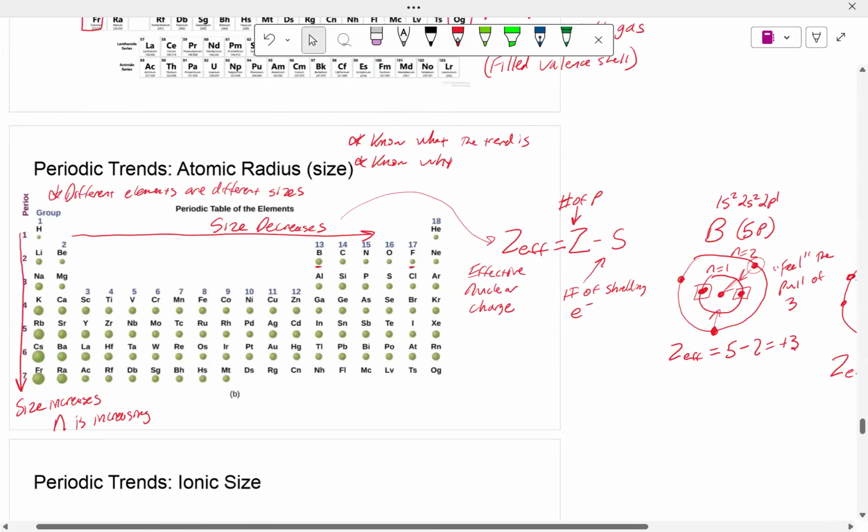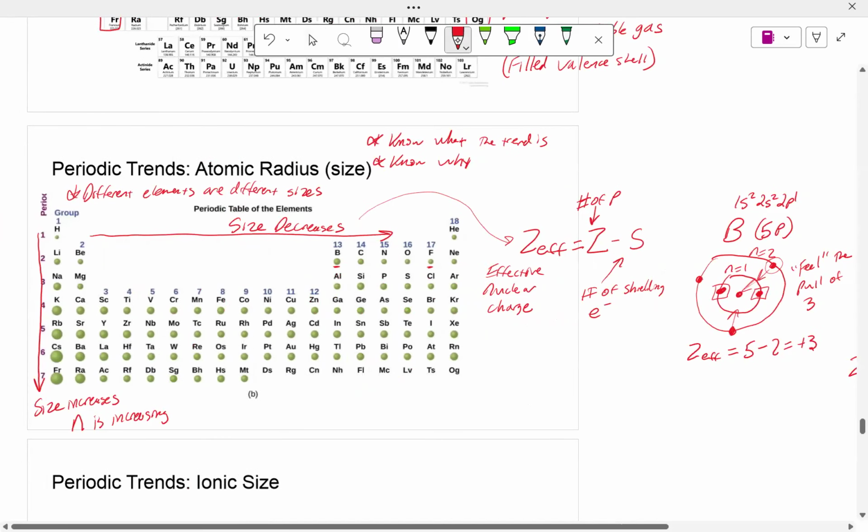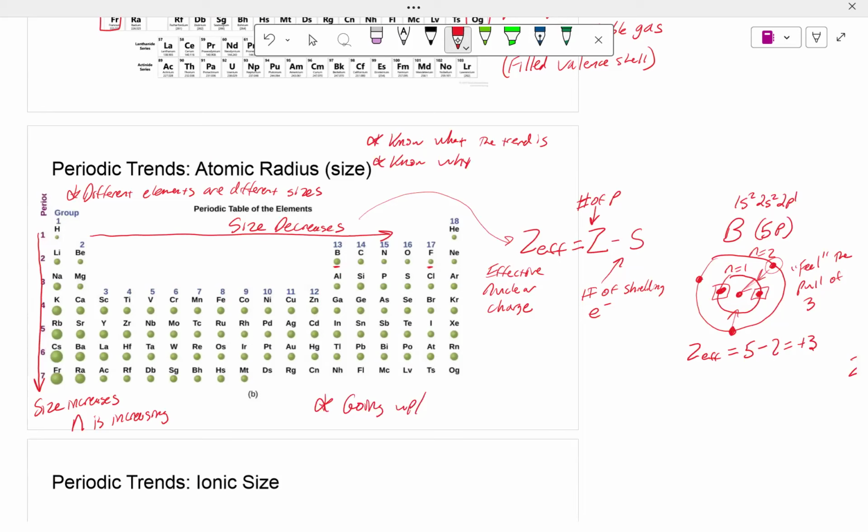And then just to compare the two trends, going up or down has a larger effect on radius than going left to right.